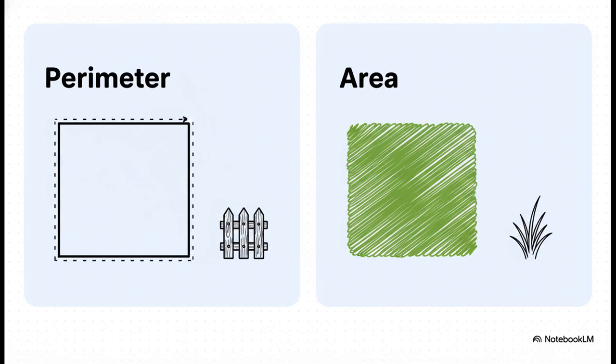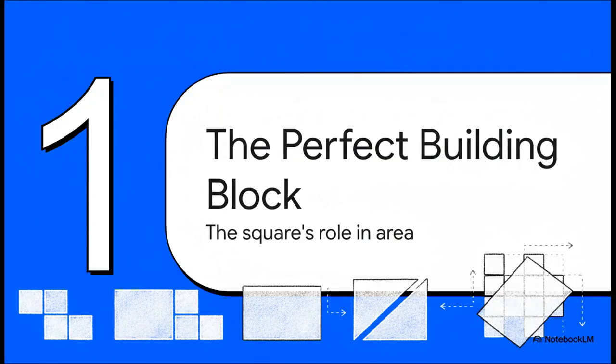Just think of a yard. The perimeter is the fence you build around the lawn. It's just a length. The area is the actual lawn itself, all the green space inside that fence. One is a line, the other is a surface. So now that we've got the fence and the lawn straight, let's focus on the lawn for a bit, the area. How do we actually measure all that space?